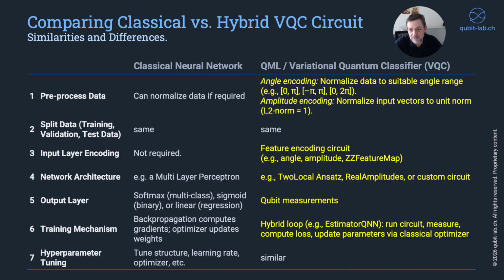And the training loop is done through a classical optimizer. We also need to tune the hyperparameters like the feature map and ansatz, learning rate, optimizer, and stuff like that in order to get better results, similar to a neural network in classical machine learning.